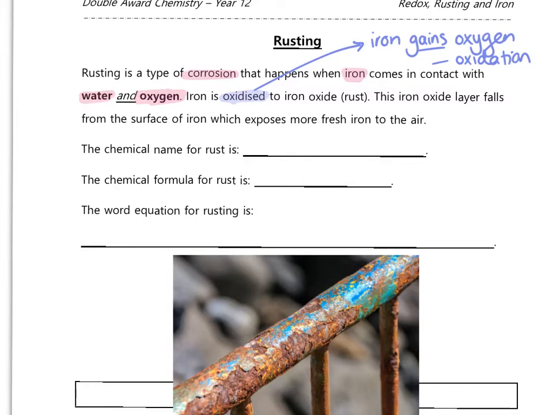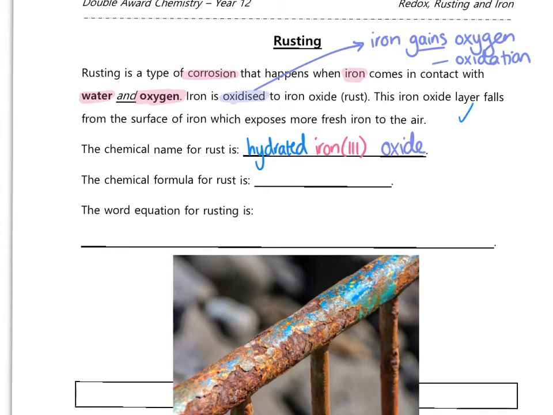The next few points are really important, and actually you can get a couple of really easy marks in your exam for this. So the first thing is the chemical name for rust. The chemical name for rust is hydrated iron oxide. So think about that name. It has got three components to it. Hydrated iron oxide. Where do those three components come from?